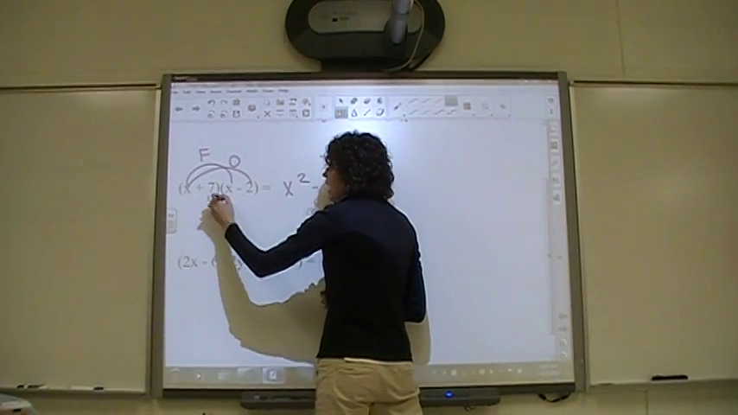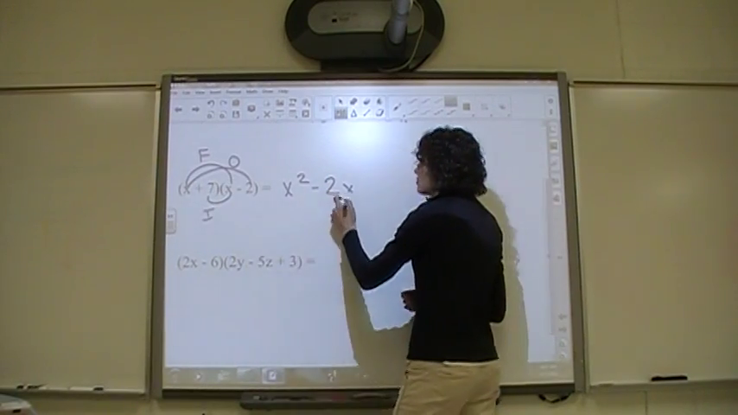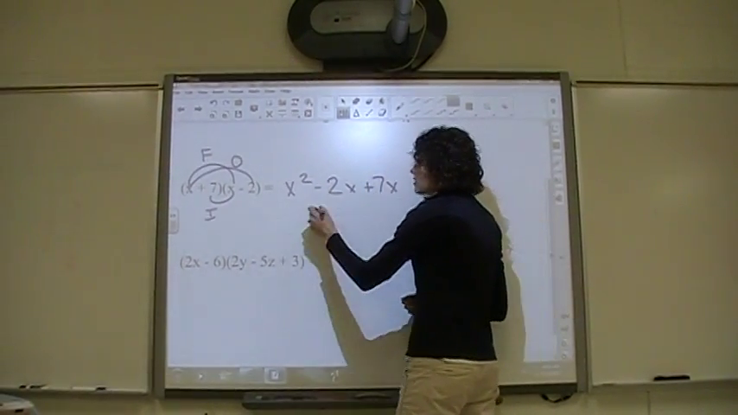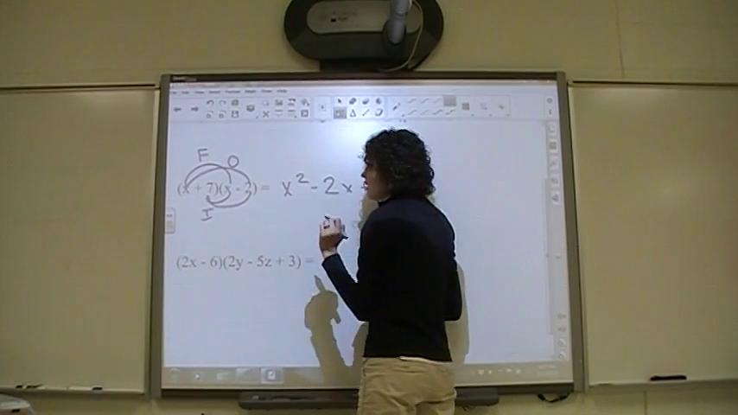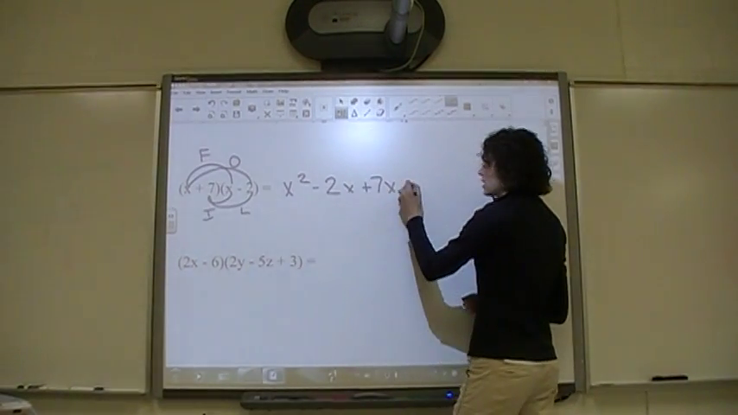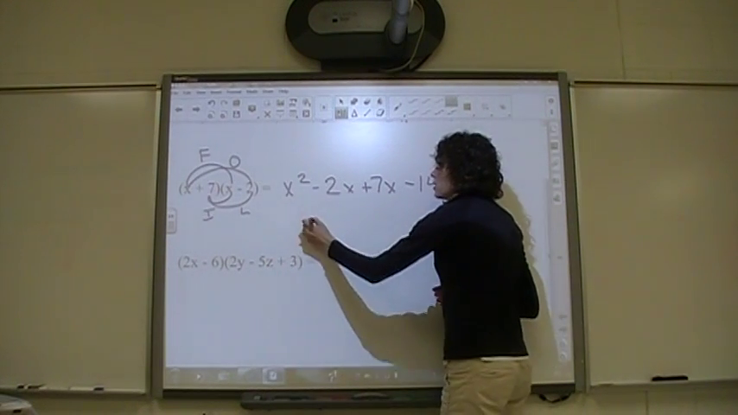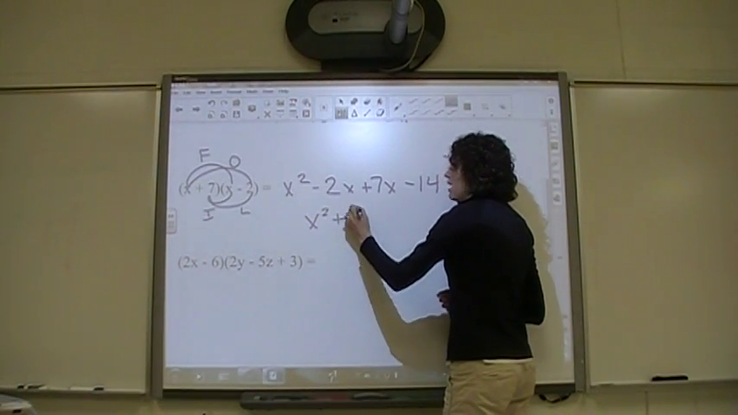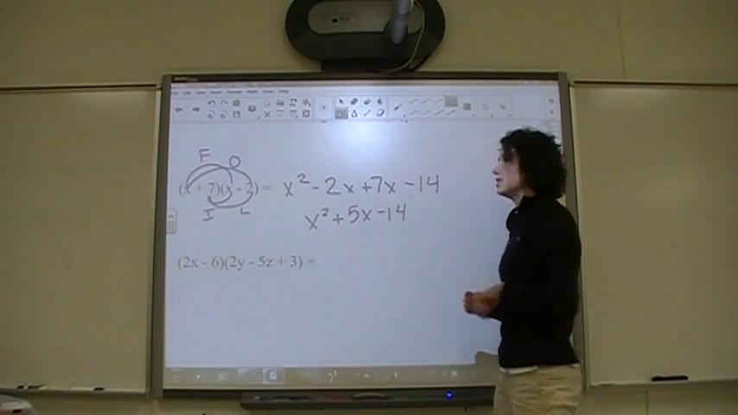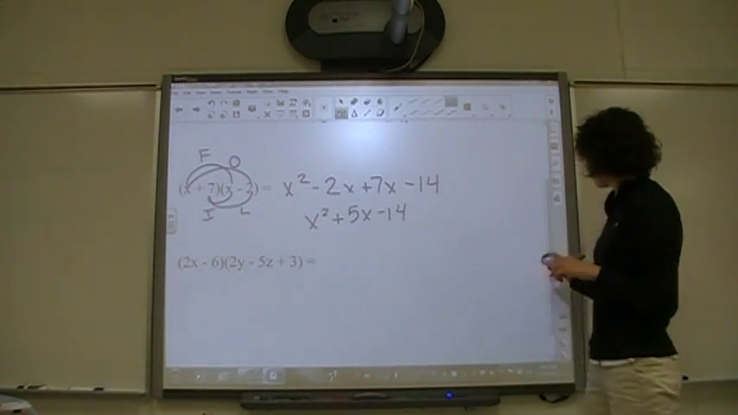Then you have your insides, which is the I. 7 times x gives me a positive 7x. Then you have your last, which is 7 times negative 2, which is going to give me negative 14. Then add these two middle terms together. So you have x squared plus 5x minus 14 is the answer when you multiply.